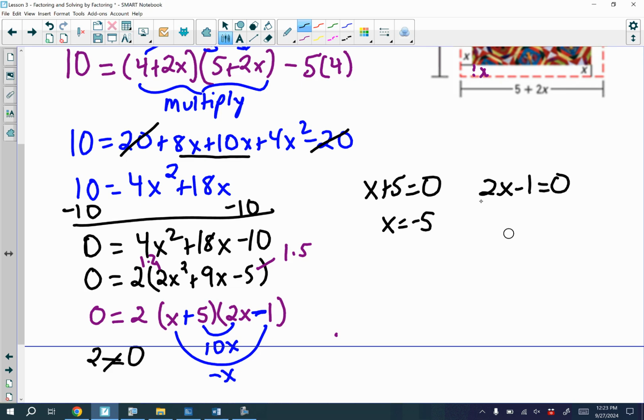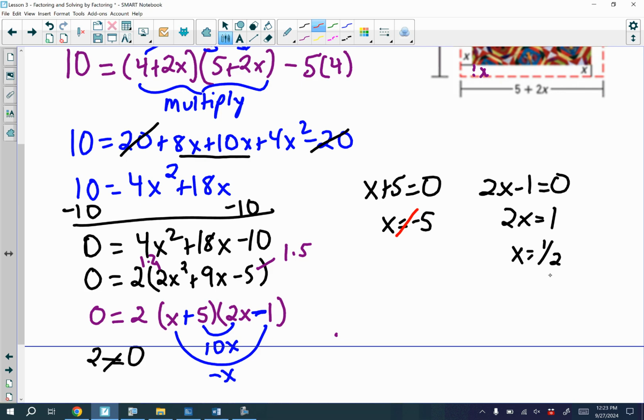well, let me do this step by step. I add 1 to the other side and divide by 2, so I get x equals 1/2. Now, this is a real world problem, so we have to think, okay, which answer makes sense? So we're trying to find this width here. Would it make sense to have negative width? No. It would make sense to have positive width. So we have 1/2.